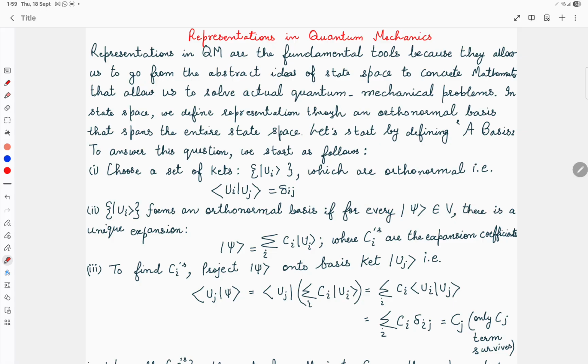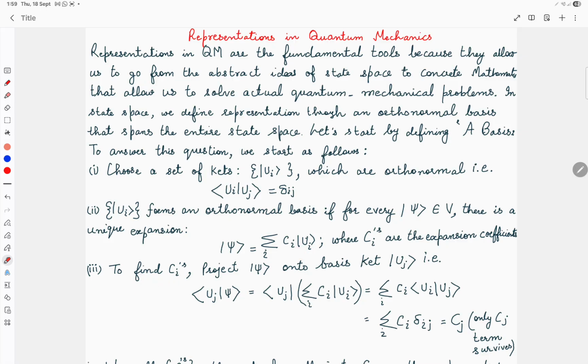So there is a unique expansion that exists which says that any ket psi we can represent as a linear combination of the orthonormal basis ket vectors with coefficients given by Ci's. Now this equation gives me the quantum state using the orthonormal basis and the coefficients. Now the question is how to find these coefficients.